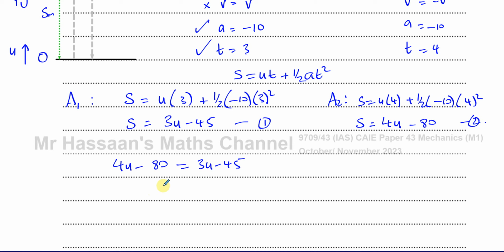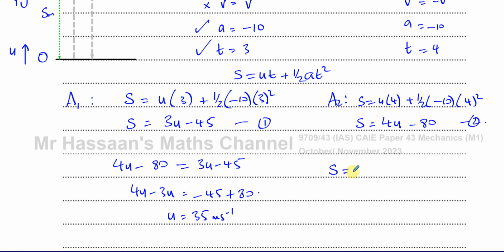So I'm going to have 4u minus 3u is going to be minus 45 plus 80. So that's going to be u is equal to, that's going to be 35 meters per second. And then we can find what s is.